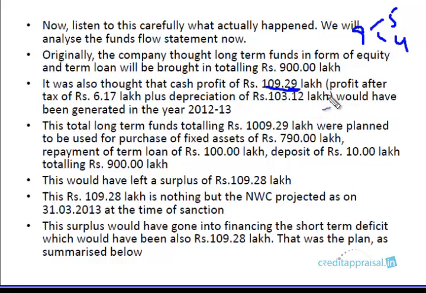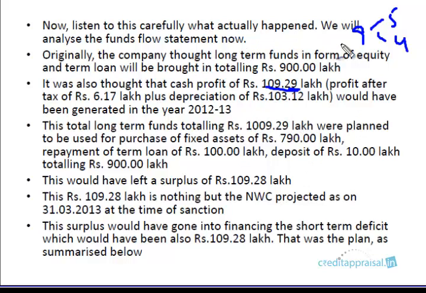That is the cash profit. Okay, they thought they'll have the profit from the first year. So the total long-term funds, originally they thought that the total long-term funds of this plus this 1009, with this we will purchase some fixed assets, 790 lakhs. The repayment has started in the first year itself. Okay, so we'll repay some 100 lakhs. This is what the plan was originally.